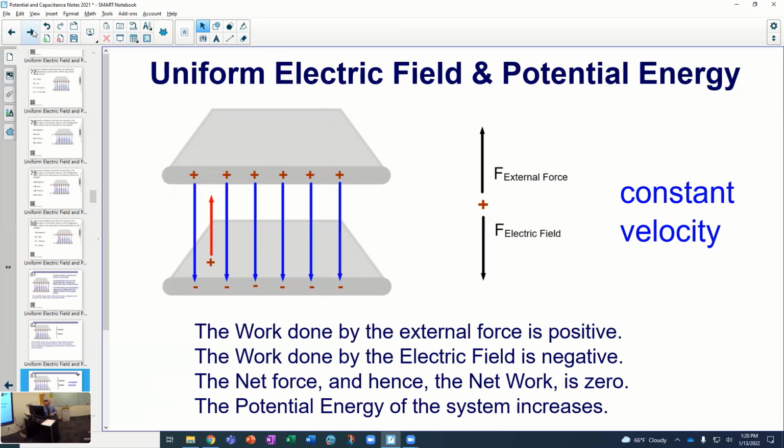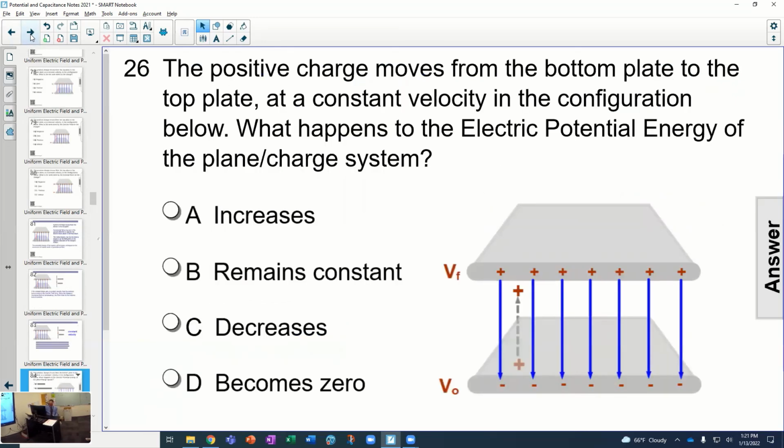All right, so that's just a quick summary of the opposite scenario where it's not going the natural direction, where it's being repelled by the positive and attracted to the negative, but there's some external force that's causing it to go against the natural movement. All right, so a couple quick questions to wrap this up. Positive charge moves from the bottom to the top at a constant velocity in the configuration below. What happens to the electric potential energy of this system?